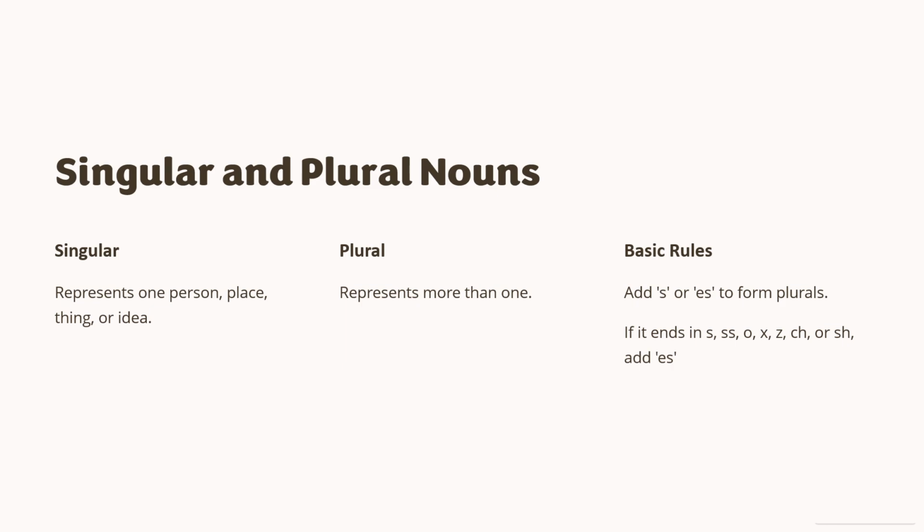However, if a noun ends in the letter S or two S's, the letter O, the letter X, the letter Z, the letters CH or SH, we add the letters ES at the end. For example, the word box ends in an X, so we add ES at the end. Box, B-O-X, becomes boxes, B-O-X-E-S.